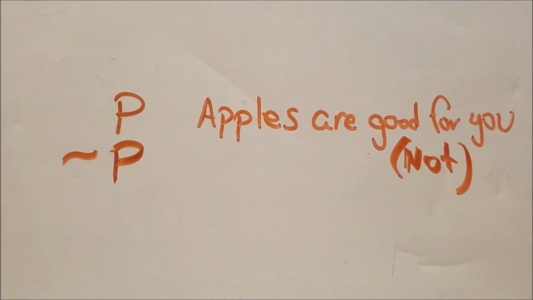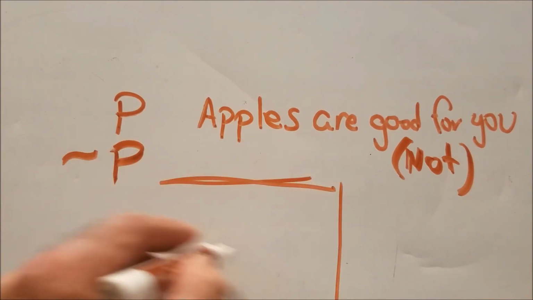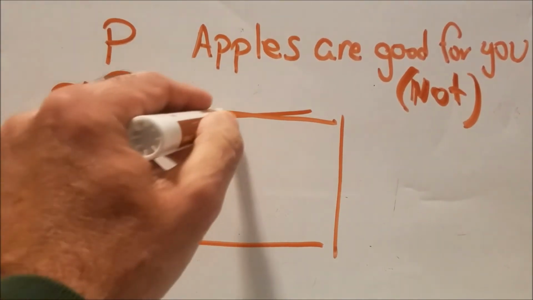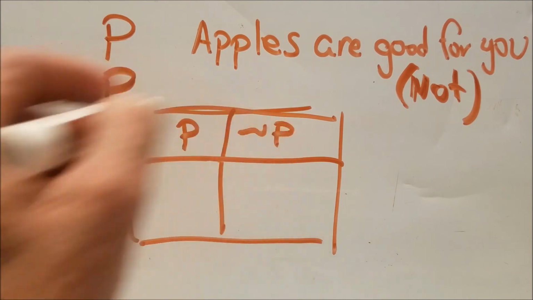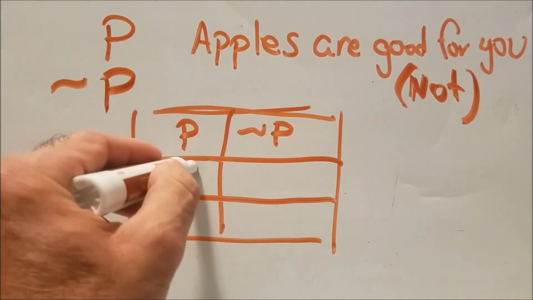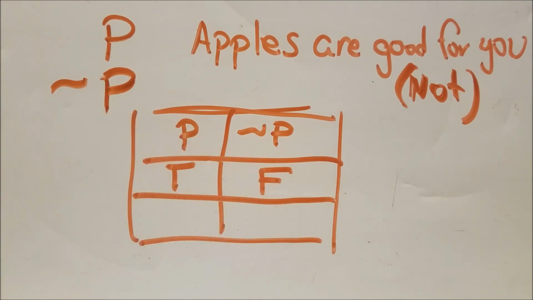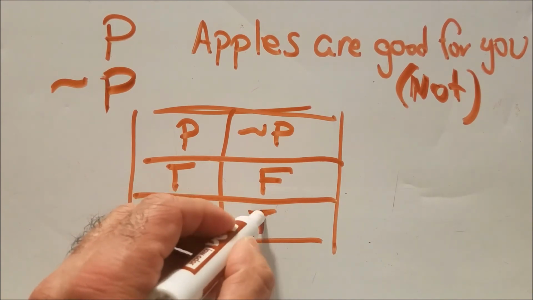So let's make a truth table based on that. Right? So here's our table. Bring this down so we can see it. The statement was P and not P. So if apples are good for you, if it's true, then of course the law of contradiction says, there we go, the other one has to be false. They can't be good for you and not good for you at the same time. And the same thing, if it's false, then the negation has to be true.